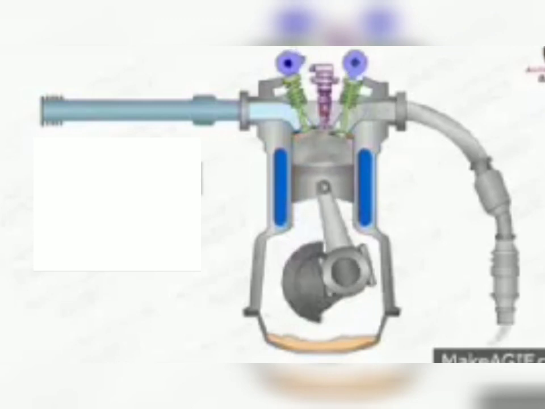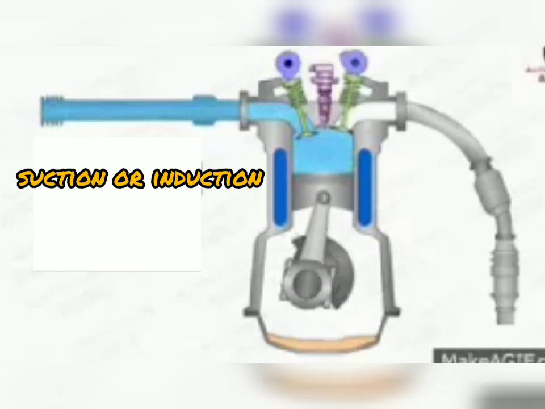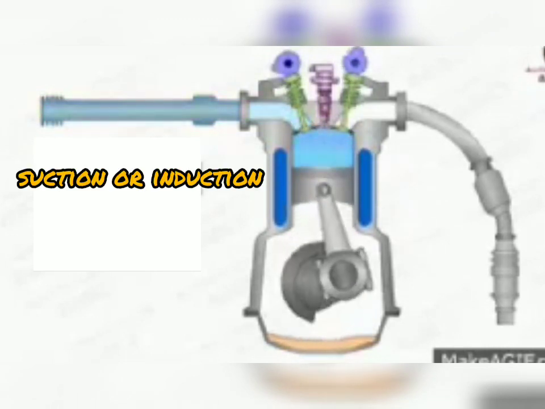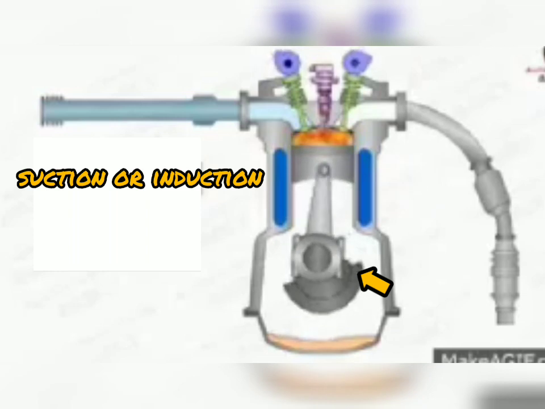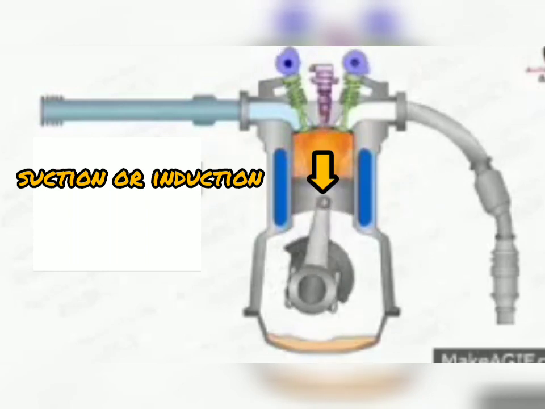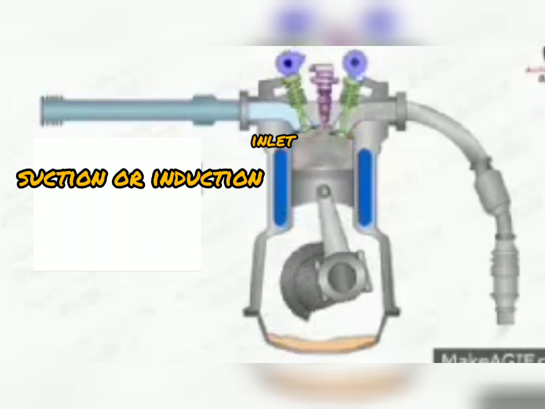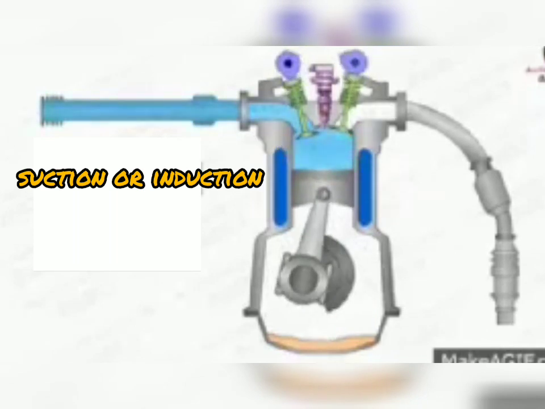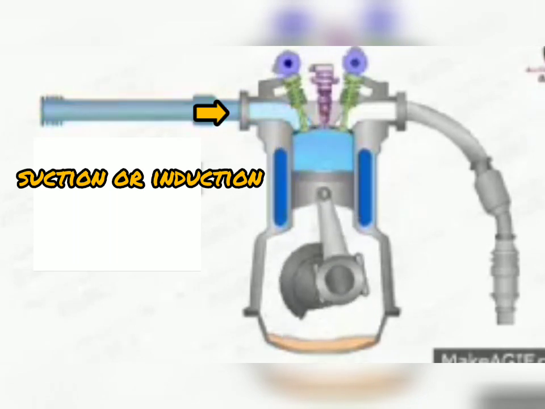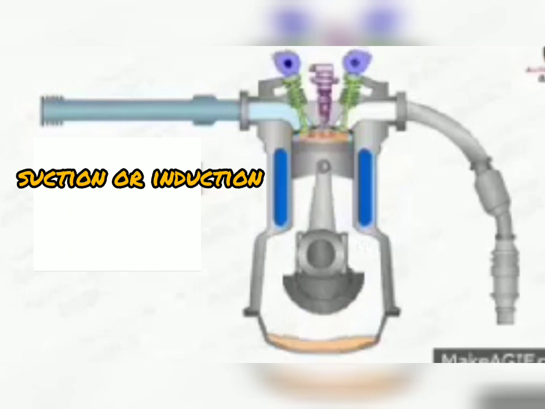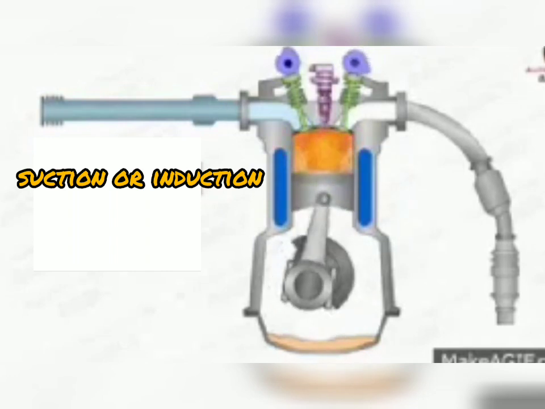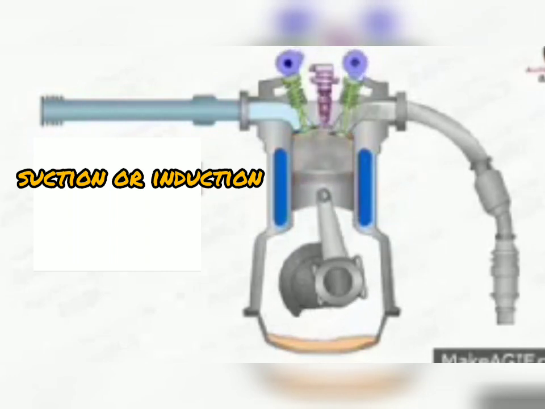The first stroke is suction or induction. The crankshaft is rotating clockwise and the piston is moving down the cylinder. The inlet valve is open and a fresh charge of air is being drawn or pushed into the cylinder by the turbocharger during the first event, the suction stroke.